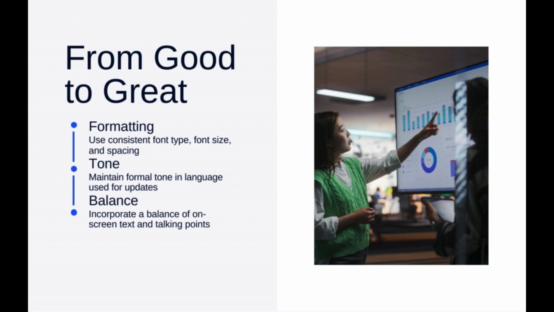Consistency, consistency, consistency is the key. Use consistent font type, font size, spacing, the tone. Maintain a formal tone in language used for updates. So, not casual conversation. Those are things that you will convey in the verbal part of your presentation. As you're talking through the slides and you're giving the updates, you may be more informal with the things that you're saying, but on the slide, ensure that you maintain a formal tone.